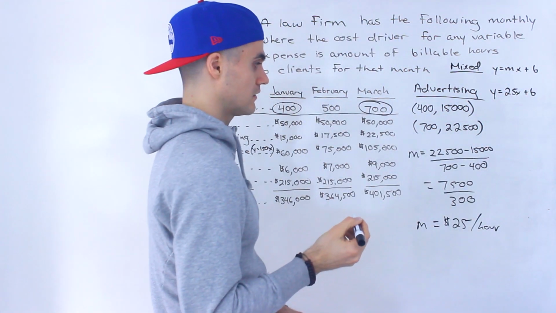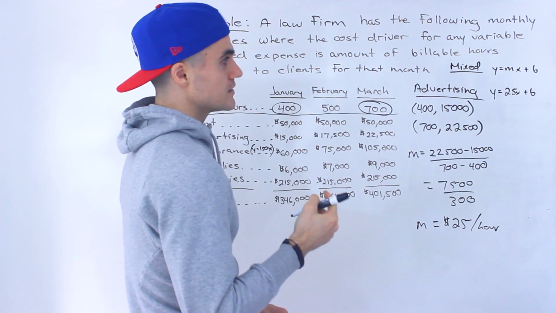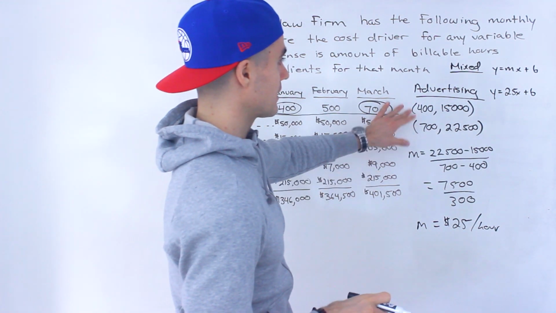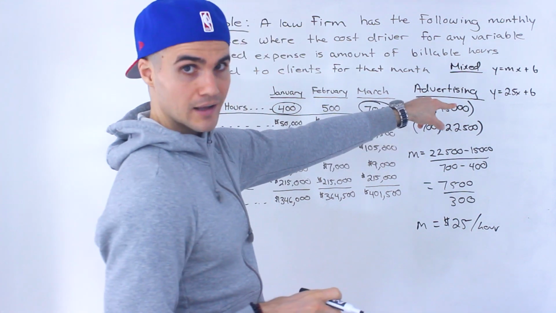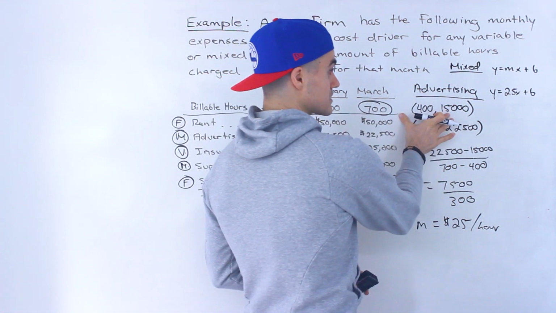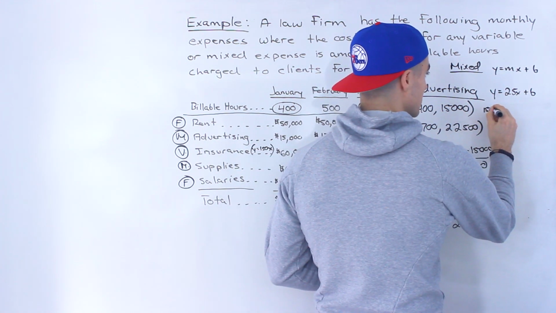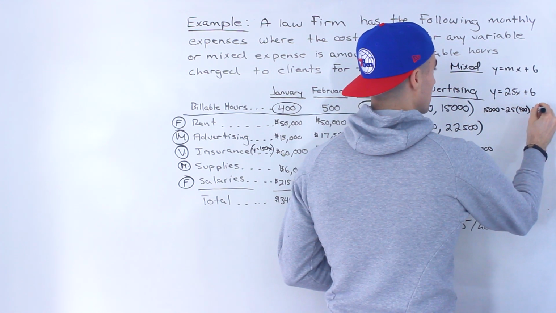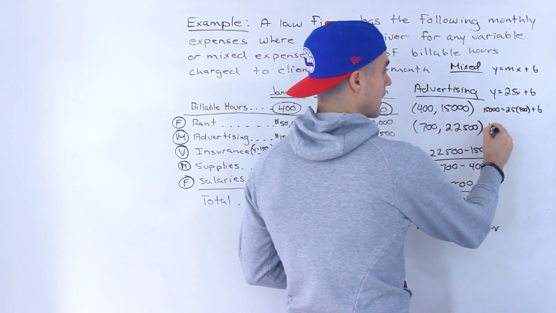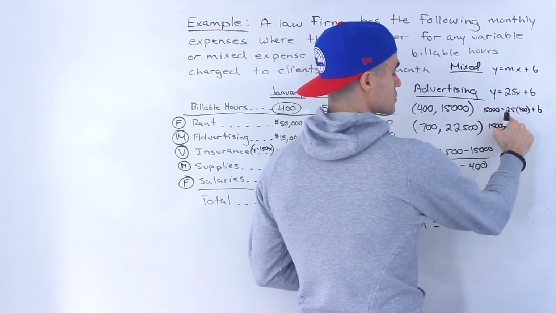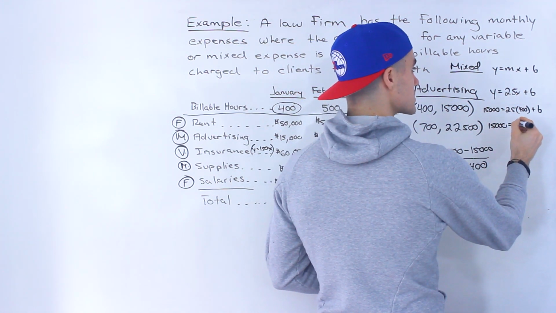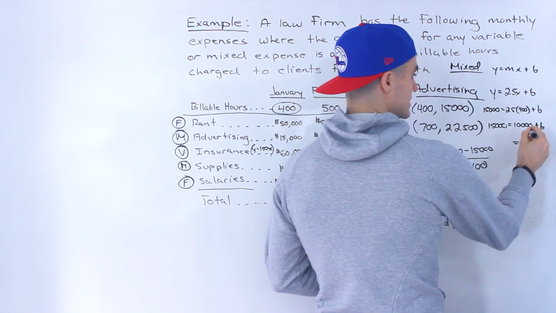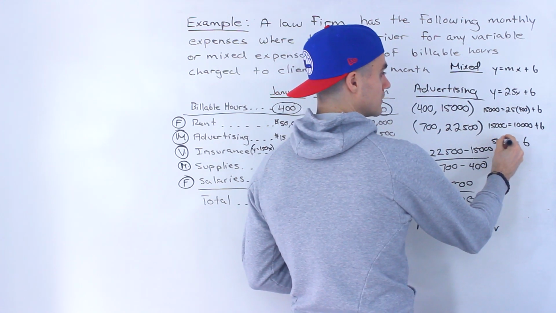and then we're going to have plus b, like that. But now what we got to do is solve for that b value. And the way we could do that, we can pick one of these two coordinates and plug it in for x and y. I'm going to pick this coordinate here, so I'll have 15,000 equals 25 times 400 plus b, like that. So 15,000 equals 25 times 400. That would give us what? 10,000? And so when we isolate for that b, bring the 10,000 over, we would end up getting 5,000.